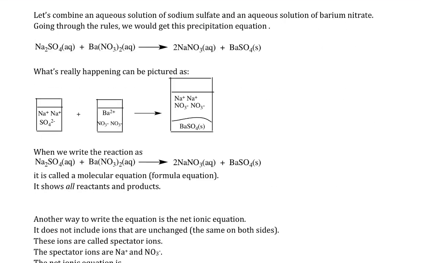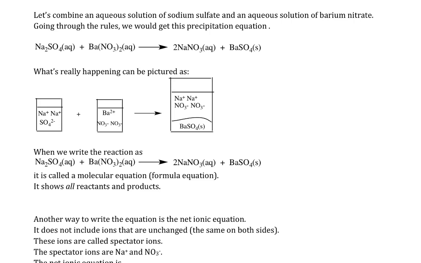So let's combine an aqueous solution of sodium sulfate, Na2SO4 aqueous, and an aqueous solution of barium nitrate, Ba(NO3)2 aqueous. Going through the rules, we get this precipitation reaction. So we exchange partners: NaNO3 plus BaSO4. We balance, we need a 2 in front of the NaNO3. And then we look at the solubility rules to determine that the sodium nitrate is aqueous and the barium sulfate is a solid. So that would be our reaction.